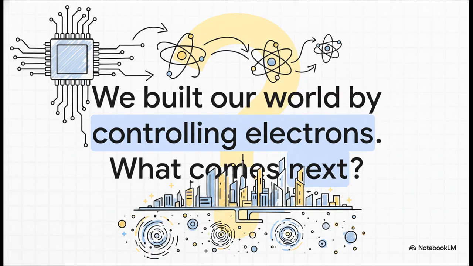It's pretty wild when you stop and think about it. We have literally built our entire modern civilization by getting really, really good at telling tiny little electrons where to go and when to go there. So the real question is, what amazing things are we going to build next as we get even better at controlling the fundamental particles of our universe?